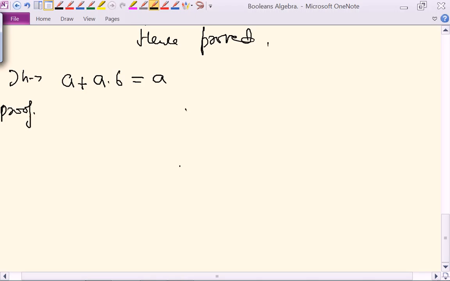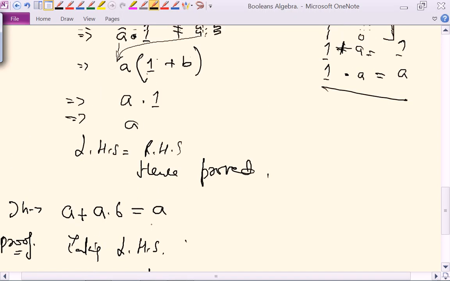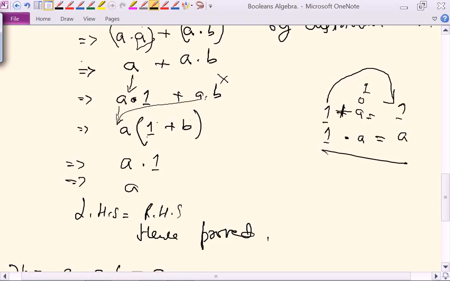In the proof, I should take the LHS, right? So what is that? A plus A and B implies, because I want A out of it, that means I have to somehow remove this B, isn't it? So isn't it the half of that question, A or A and B? Isn't it this question? It is from here. Okay, you have to understand that.